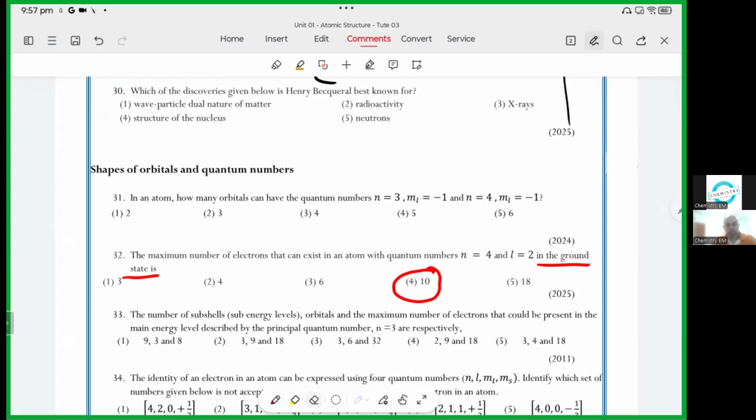This is 2011. These quantum numbers are included from 2011. Before that, there are no quantum number concepts. Your syllabus has been revised or modified in 2011. 2010 was the last batch. Then it was revised again in 2021. Quantum numbers has been added in 2011. That's why this is the oldest question.